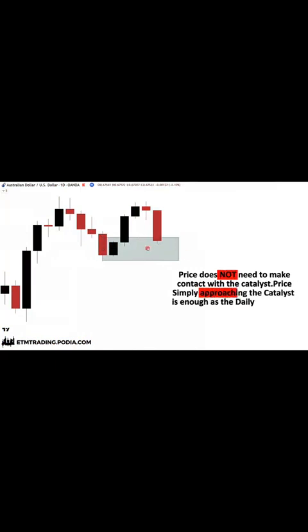So here we have our catalyst. And as a reminder, price doesn't need to make contact with your catalyst every single time. Your catalyst could be right here, with price simply being near the area. Most important, below the 50%. So this will be the 50% of the range. If price is below that 50%, price is already in the discounted zone, and vice versa, price would be in premium. So keep that in mind.